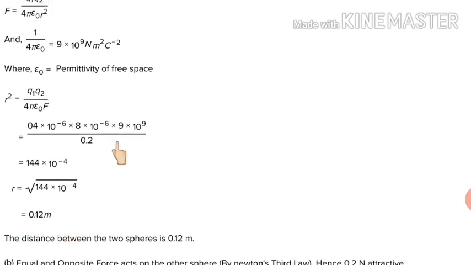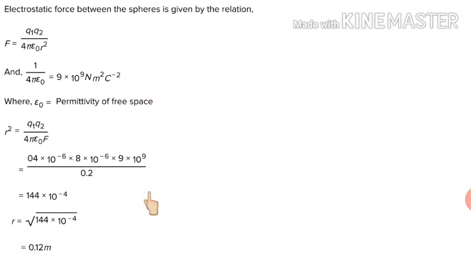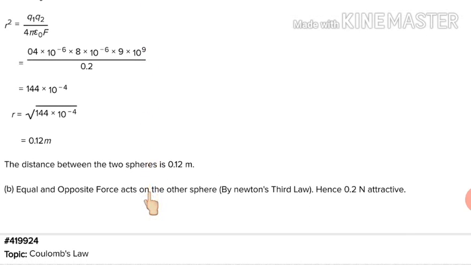Now what is the second part of the question? The second part states, what is the force on the second sphere due to the first? Actually we know that Coulomb's law obeys Newton's third law of motion, which says that an equal and opposite force acts on the other sphere, and hence the force will be the same and it will be attractive as both the charges are unlike.